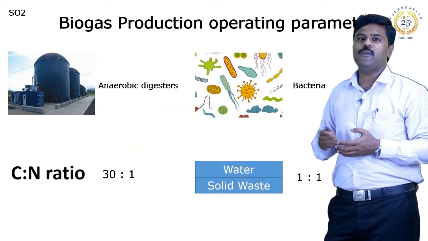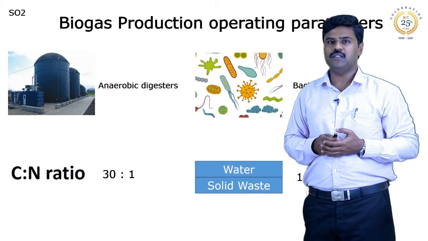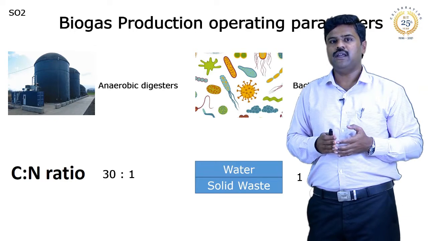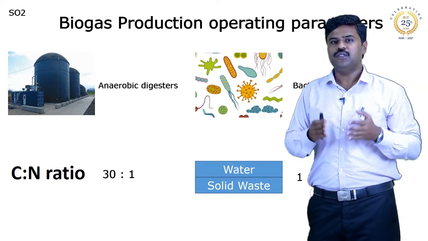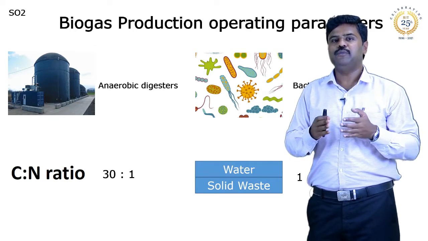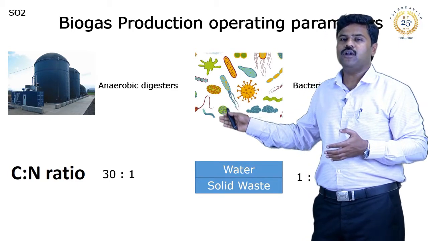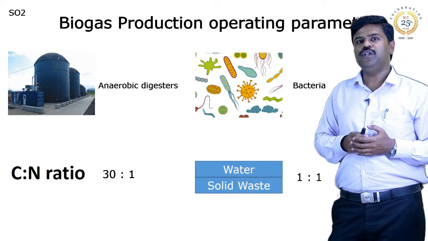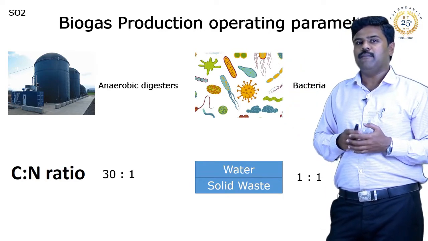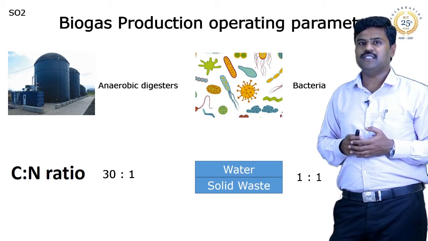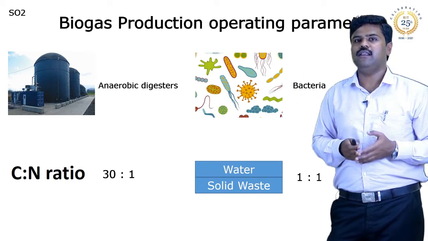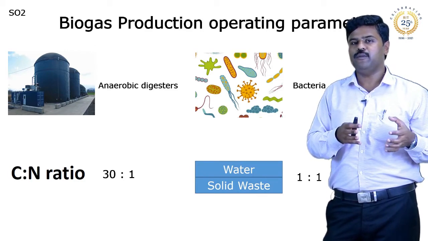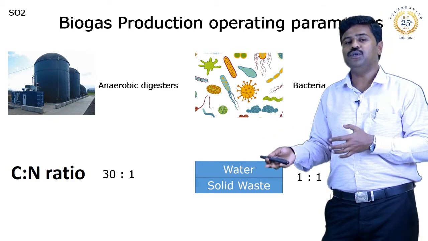Now we will see the operating parameters involved in biogas production. First is the reactor. As you all know, the complete process is anaerobic, so there should be no oxygen present. So the tank should be completely sealed and free of oxygen. The reactor we call the anaerobic digester. Next is the microbial source that we are going to utilize for biogas production. The main microbial source utilized for biogas production is bacteria. It is not a single bacterium involved in the anaerobic digestion. It is a group of bacteria which will carry out the anaerobic digestion and convert the organic waste into biogas.